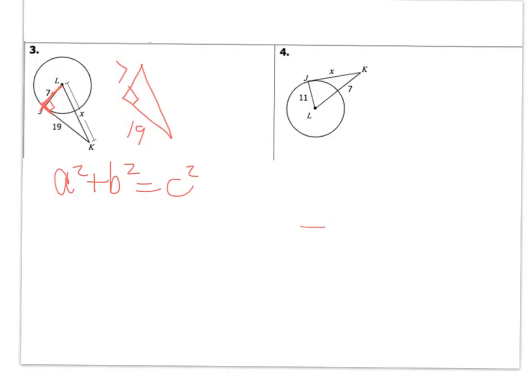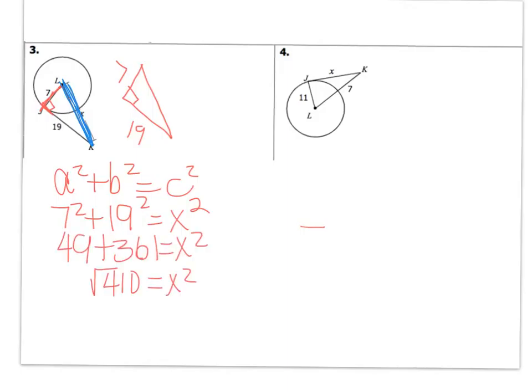So using Pythagorean's theorem, I have the legs, which are 7 and 19, squared is equal to the hypotenuse squared. I need you to know that the hypotenuse is always across from the right angle, and it's always the longest side. So with this in mind, when we simplify, this is what we get. 49 plus 361 is equal to x squared. We take the square root of each side, and we find out that x is equal to, let's round to the nearest tenth, 20.2.